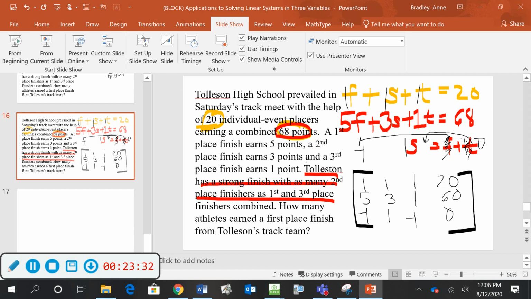Okay, and it says how many athletes earned first place. Step 4 is always answer the question. How many athletes earned first place finish from Tolleson's track team? Again, F stands for the number of first place finishers, and that answer was 5. If you need to rewatch this video, please do so.